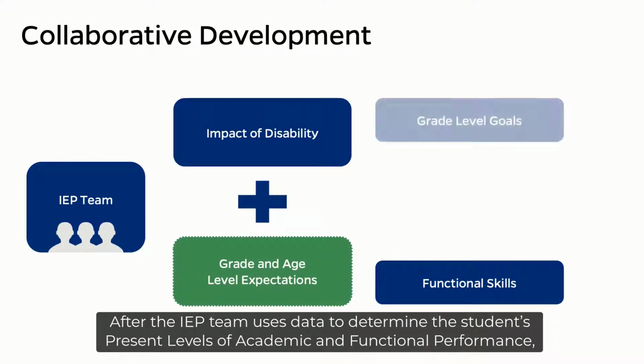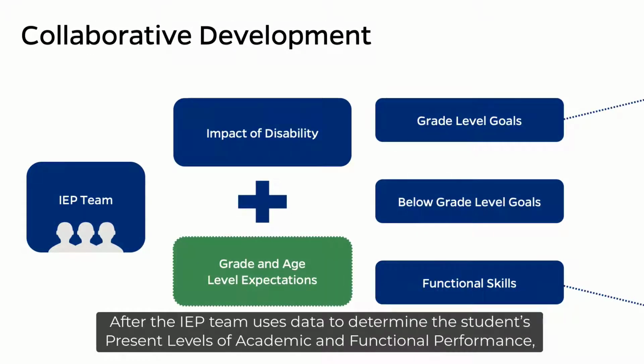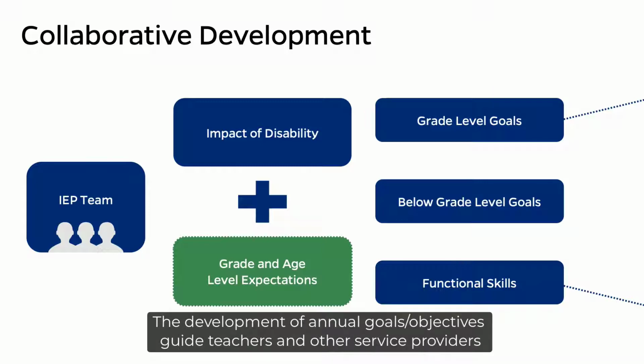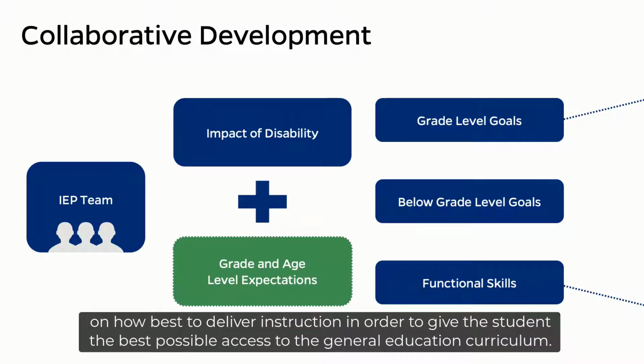After the IEP team uses data to determine the student's present levels of academic and functional performance, it is time to write goals and objectives to best meet the needs of the student to reduce or close the achievement gap. The development of annual goals and objectives guide teachers and other service providers on how best to deliver instruction in order to give the student the best possible access to the general education curriculum.